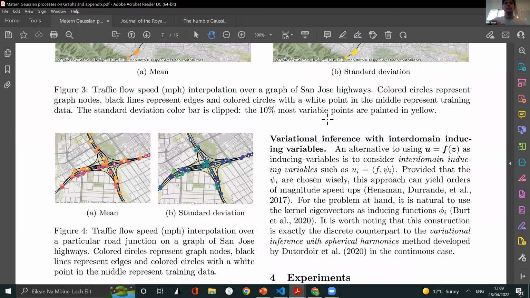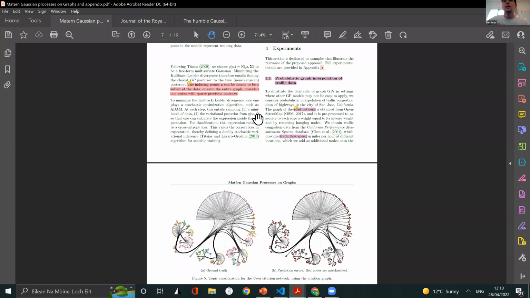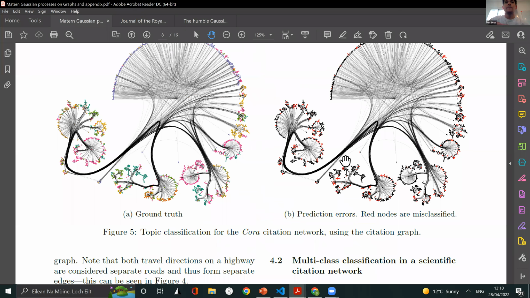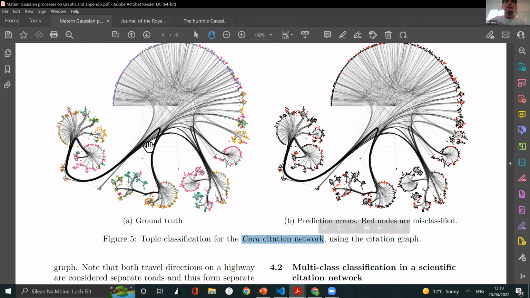And then the second example is a citation network, which doesn't have weights on the edges. So we've got no problem there. It's a citation network for Cora. The colors represent the scientific topic, of which there are 7. And the edges represent whether this paper, this node, has cited this other paper, this other node.